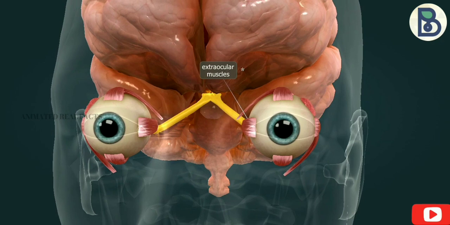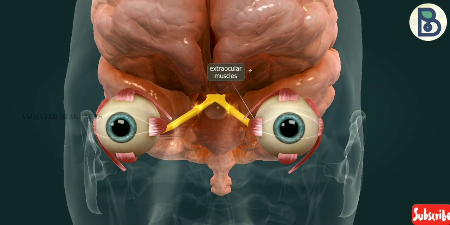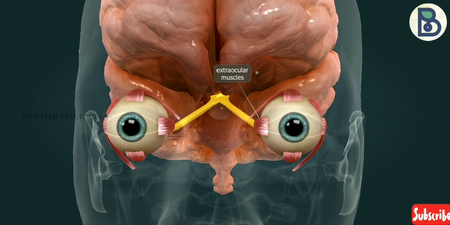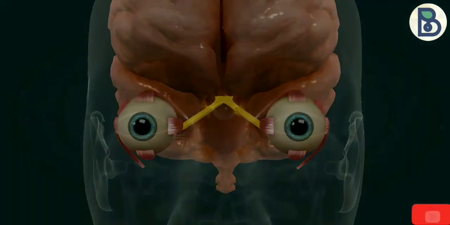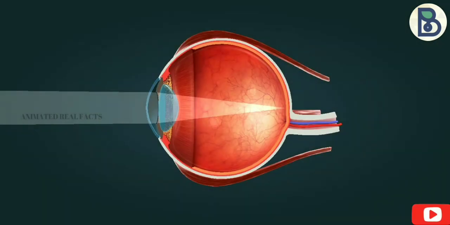The eyeballs are moved by the extraocular muscles. These are striated muscles under voluntary control. The vitreous chamber forms the main mass of the eye. The cross-section of the eye shows three main layers.